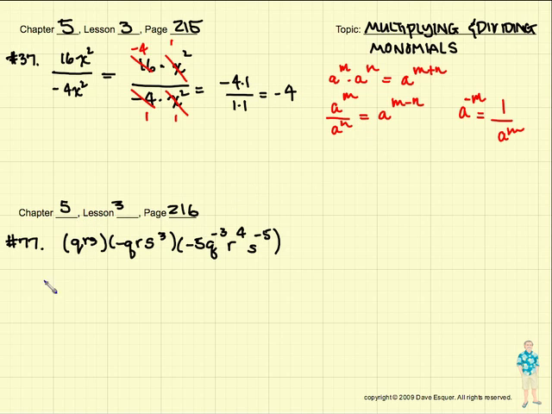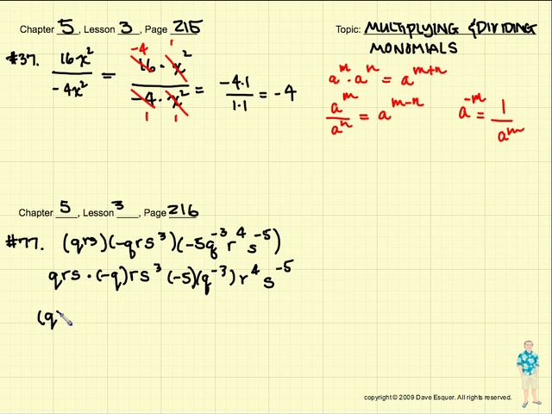Let's move to something a little more complicated, like number 77. We have a whole bunch of stuff here that we've got to figure out. Remember, multiplication is commutative, so we can break everything up and move things around if we need to. I'm going to break it all up, so I have q r s times a negative q times r times s cubed times a -5 times q to the -3, and I'm going to put a parenthesis around that one, times r to the 4th times s to the -5.